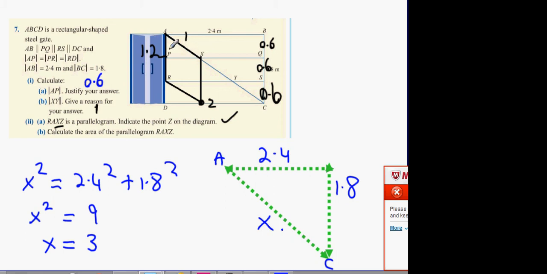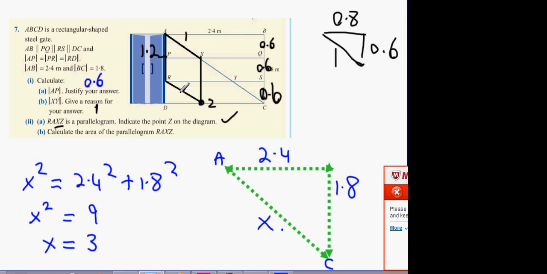Now guys, we've got the 1.2. Does anybody know what PX is? P to X. I reckon P to X, because these are the same length, is going to be a third of 2.4. Now I'm going to tell you why. Think about it this way, guys. When you travel A to X, X to Y, Y to C, they go across 0.8 every time and down 0.6. It is because the diagonal is 1.